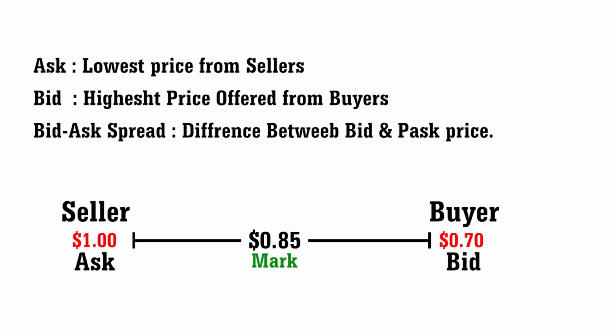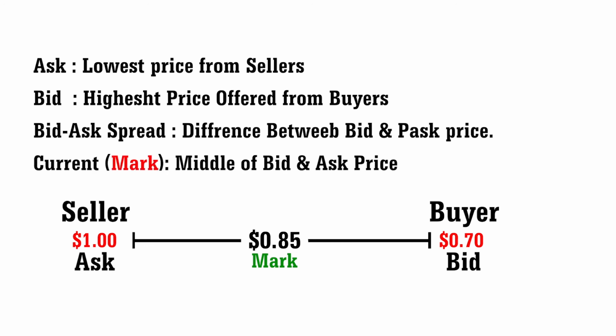So if the seller is asking $1 for the option while the buyer is willing to pay only 70 cents for that option, in that case the bid-ask spread is 30 cents, which is the difference between bid and ask price. And the current price of the option will be the middle price of bid and ask price. So in this case, it will be 85 cents.